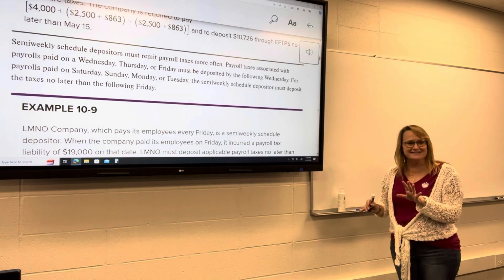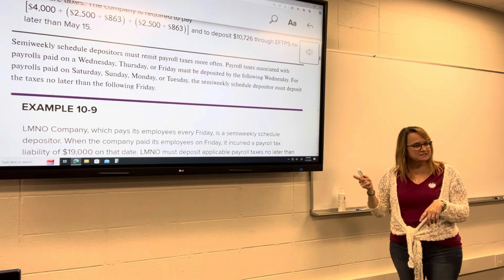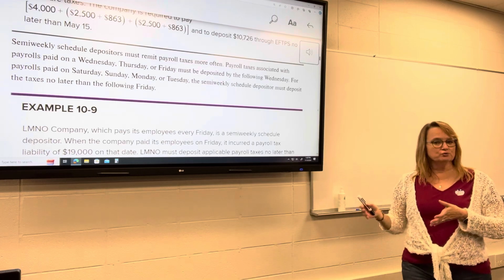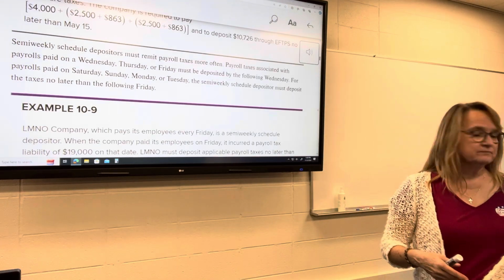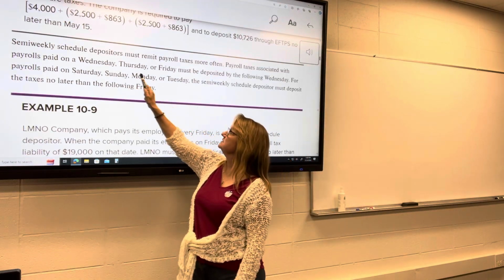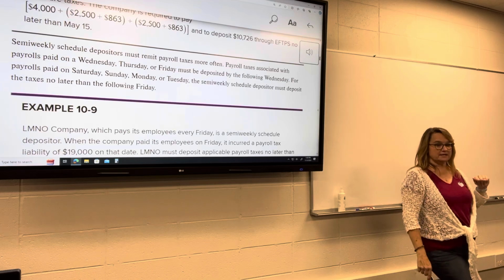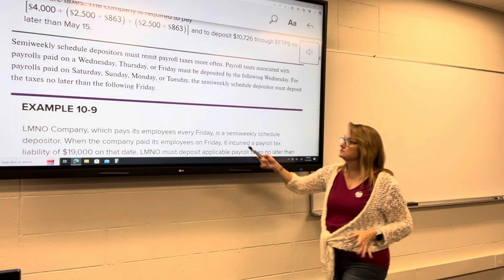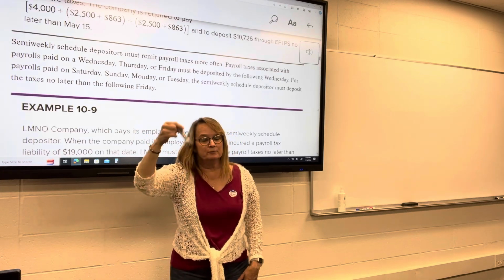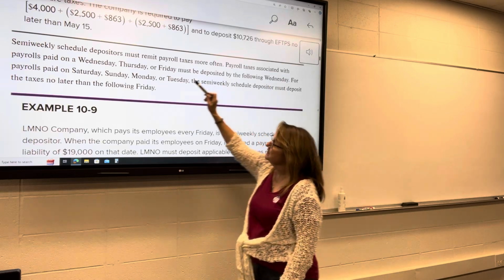That might not be the case if you only pay once a month though, because when you deposit your payroll taxes depends on when your pay date is, okay? So if payday is on a Wednesday, Thursday, or Friday, then you deposit the following Wednesday. How I remember this is it starts with Wednesday, and it would be a week Wednesday.